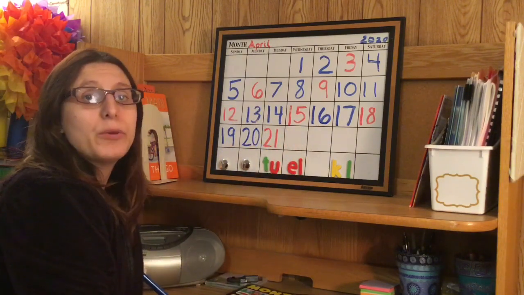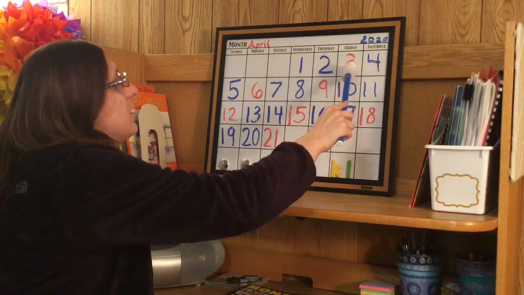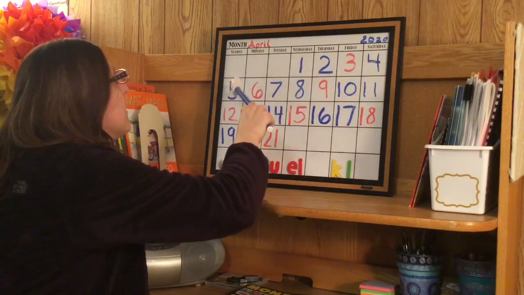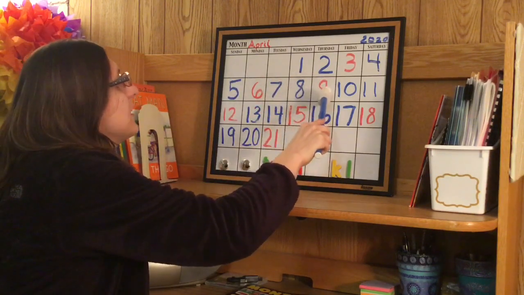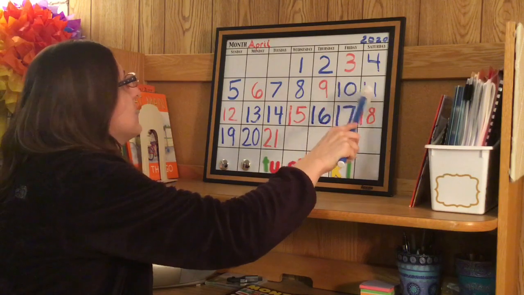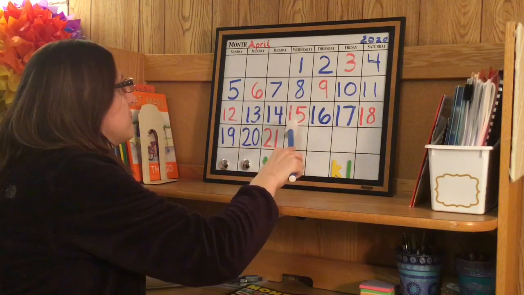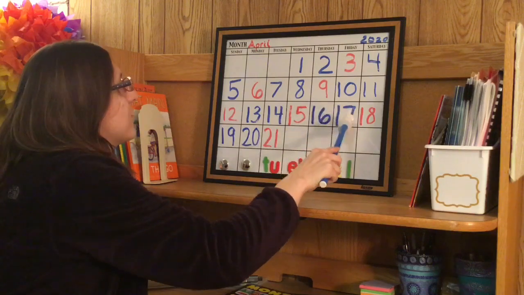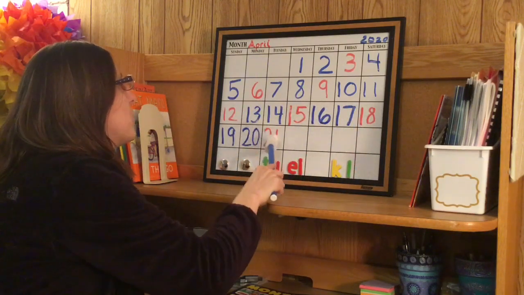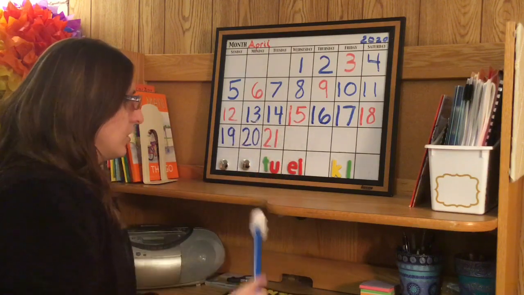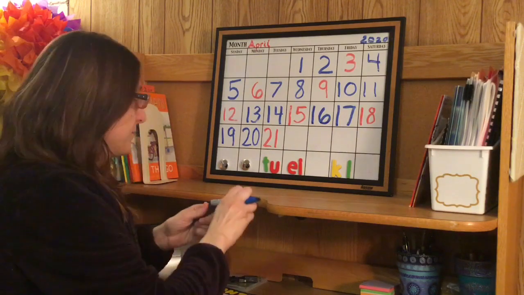Let's figure out what number we need. 1, 2, 3, 4, 5, 6, 7, 8, 9, 10, 11, 12, 13, 14, 15, 16, 17, 18, 19, 20, 21, 22. 22 is a 2 and a 2.